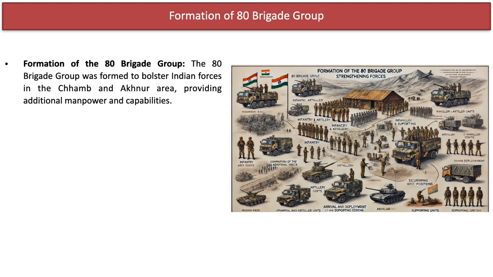Moreover, the presence of the 80 Brigade Group served as a morale booster for the Indian troops already in the field, knowing that they had additional support, reinforcements, and increased firepower boosted their confidence and determination. It sent a clear message that India was fully committed to securing Chham and Akhnur and was prepared to deploy all the necessary resources to achieve that goal.